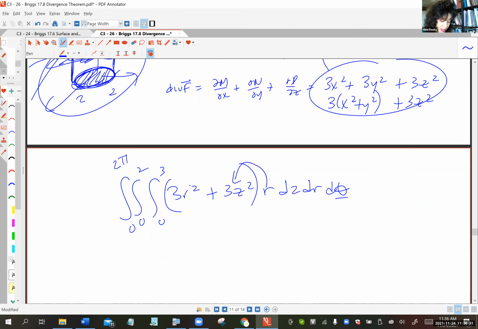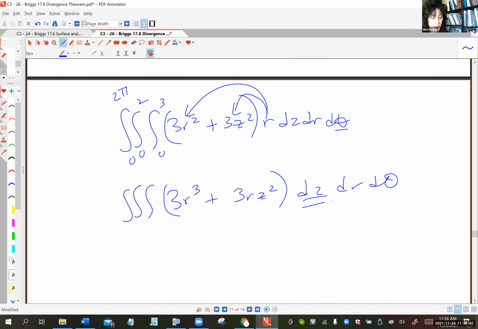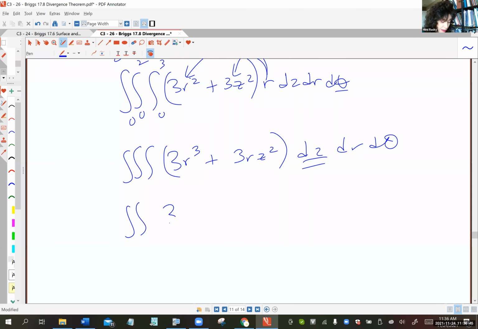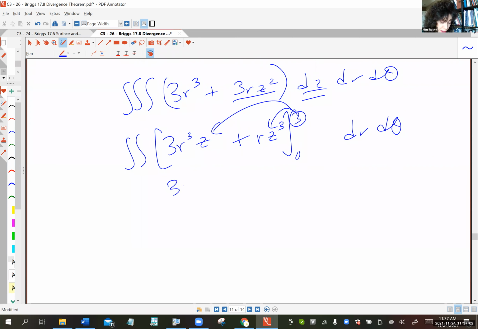And so now what? I would first distribute this r so I don't forget about it, because I'm apt to make a silly mistake like that, and that would be bad. And then I will go ahead and integrate with respect to z. So the first term, 3r cubed z, plus, and then this term would be rz cubed. And I'll have z going between the limits of 0 and 3. So the 0 is going to make everybody 0. So I just have to worry about the 3. So 3r cubed times 3 plus r times 3 cubed. What do I have here? 9r cubed plus 27r.